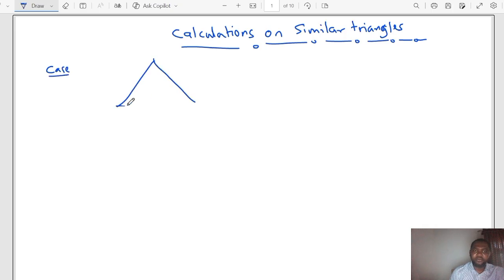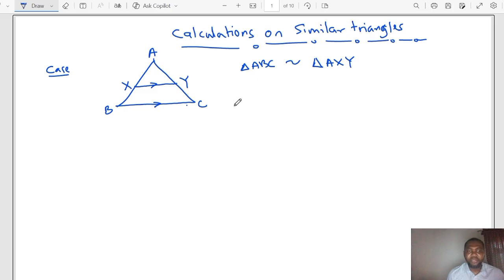a triangle. Then inside the triangle, you have a line that is parallel to the baseline. This is the baseline. Now this parallel line forms a similar triangle. If you notice, they all share equal angles. Both triangles, this is the smaller triangle and this is the bigger triangle. If I call it ABC and call here XY, you can see that triangle ABC is similar, we use this symbol for similar, to triangle AXY. So whenever you see a case like this, you always know that you are dealing with similar triangles.